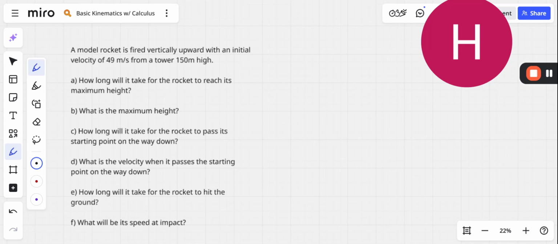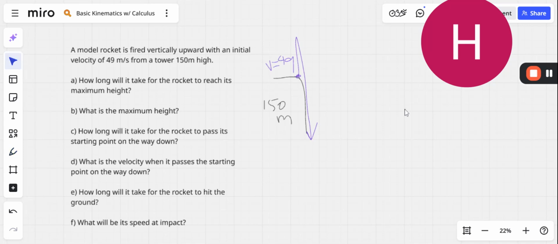So with these physics problems, one of the best things to do is draw a diagram. So I'm just going to draw a basic cliff-looking thing. This is 150 meters, the height from which the rocket's being launched. It's going upwards, but we presume that it's going to go down after it reaches its highest point. And we have a starting velocity, which is a positive 49 meters per second.